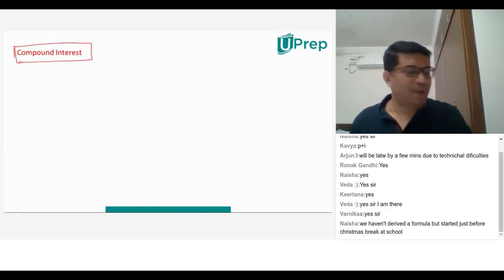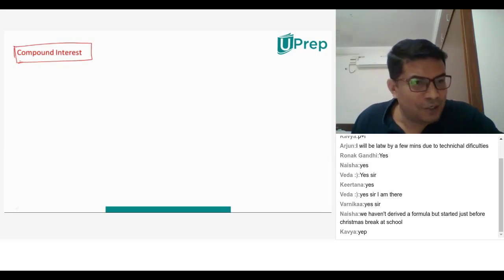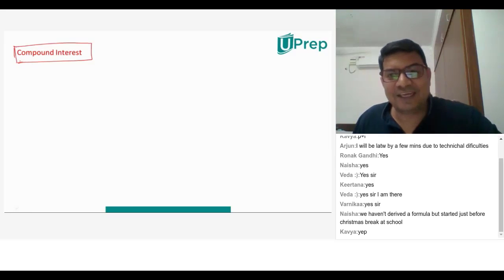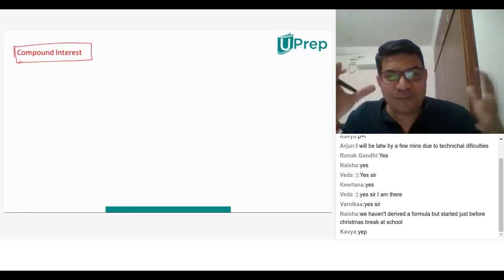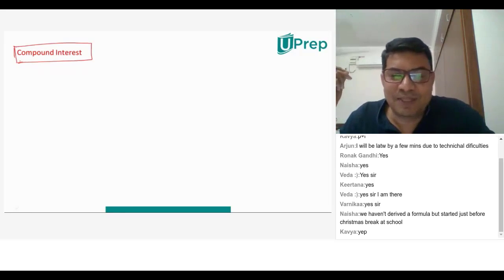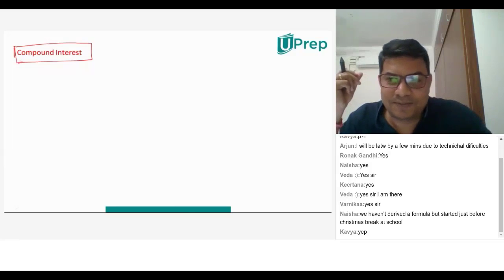Good. So what is compound interest? Anyone? Okay, Naisha, you have not derived the formula. Don't worry, we will derive the formula in this class. I know the kids at UPrep will derive formulae inside the class, not just remember them. Okay, good. Anyone? What did you learn in compound interest at school? What is compound interest? How different is that from simple interest? Take a shot.